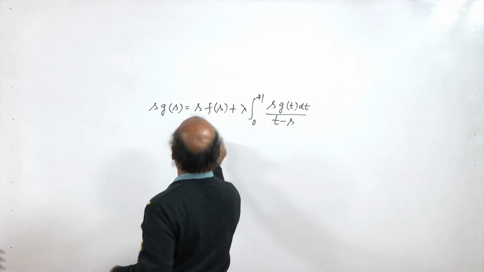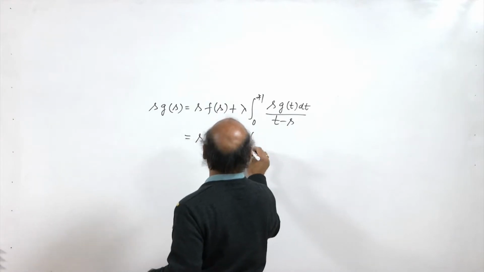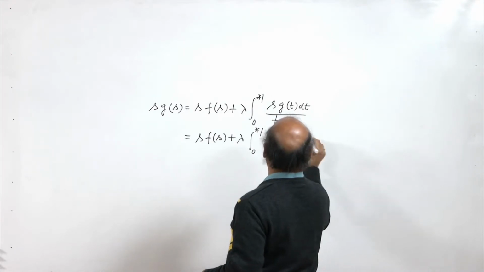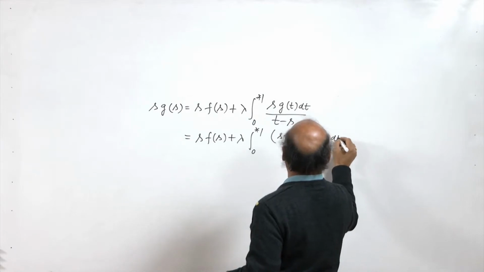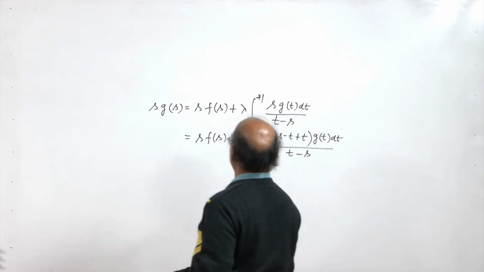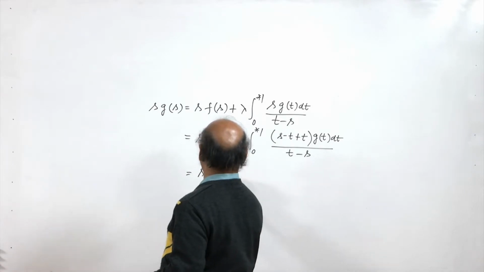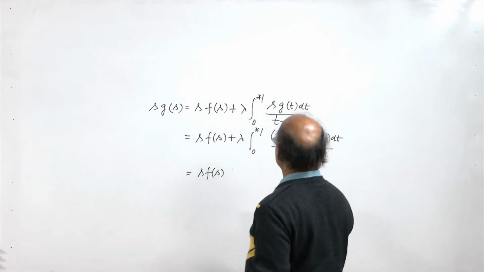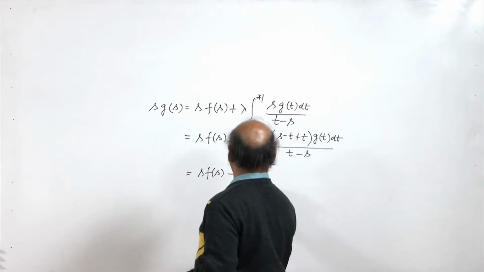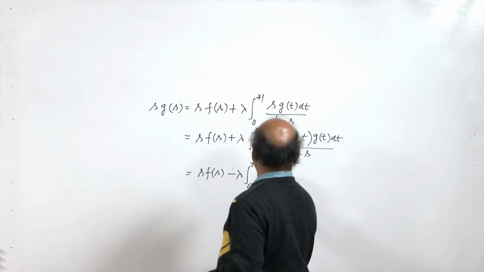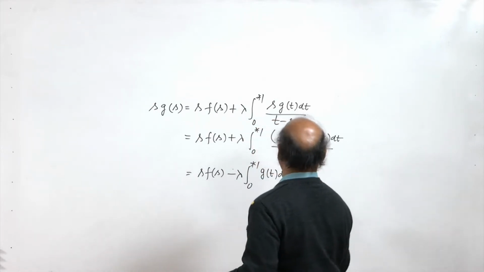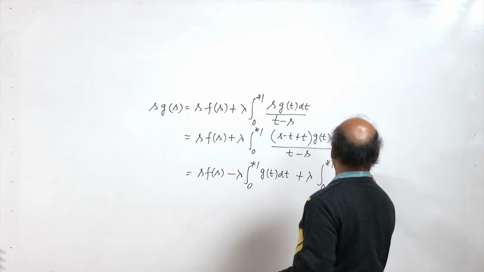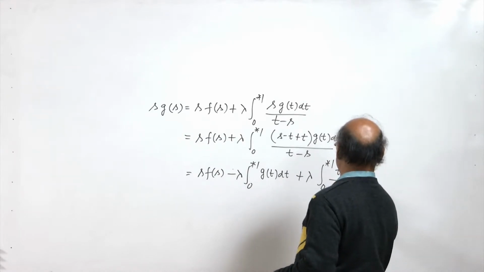I can also write this as s f(s) plus lambda times integral 0 to 1 of (s minus t plus t) g(t) dt divided by t minus s, which is also equal to s f(s) plus, s minus t we can cancel with t minus s with the negative sign, so minus lambda integral 0 to 1 g(t) dt plus lambda times integral 0 to 1 t g(t) dt over t minus s.